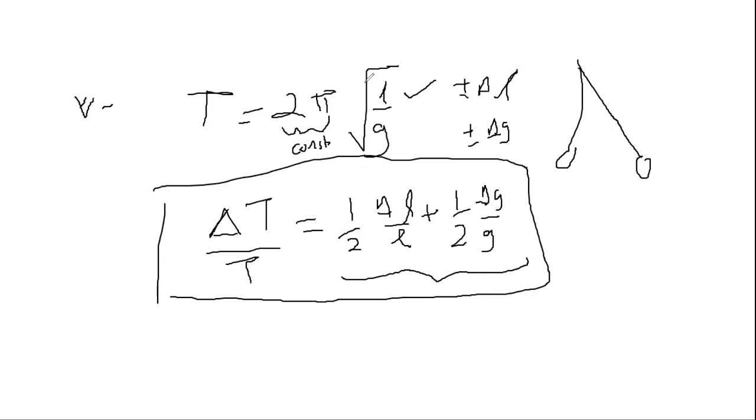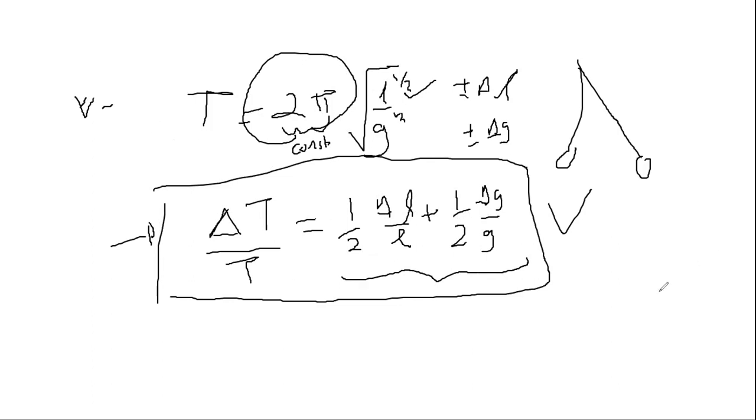So half, because the power is square root, so it's added as a power of half. So the half will get down. This is the equation for your uncertainty. 2 pi won't be involved in the uncertainty formula. Any value with no uncertainty won't be involved in the uncertainty formula.